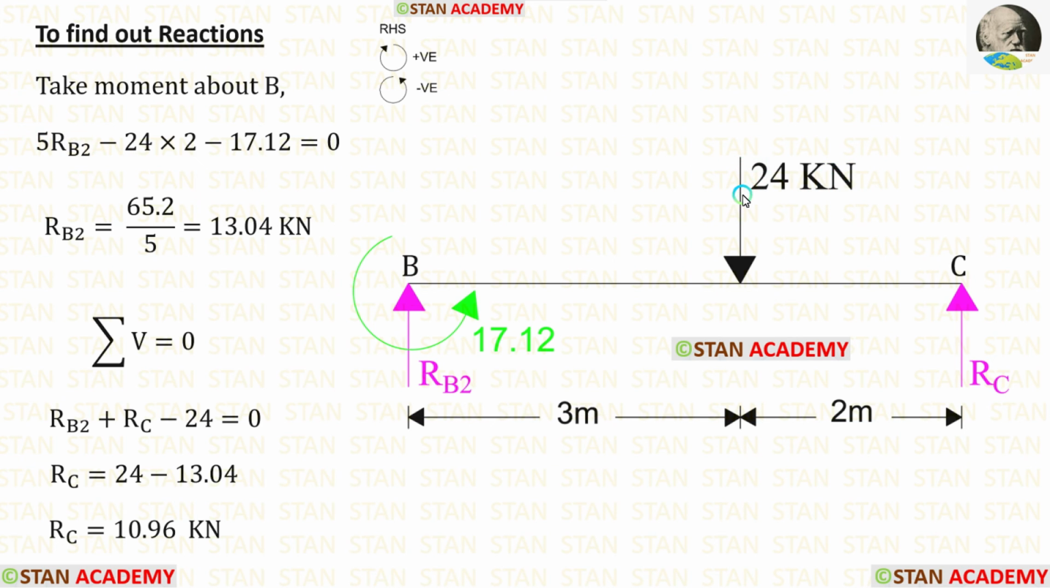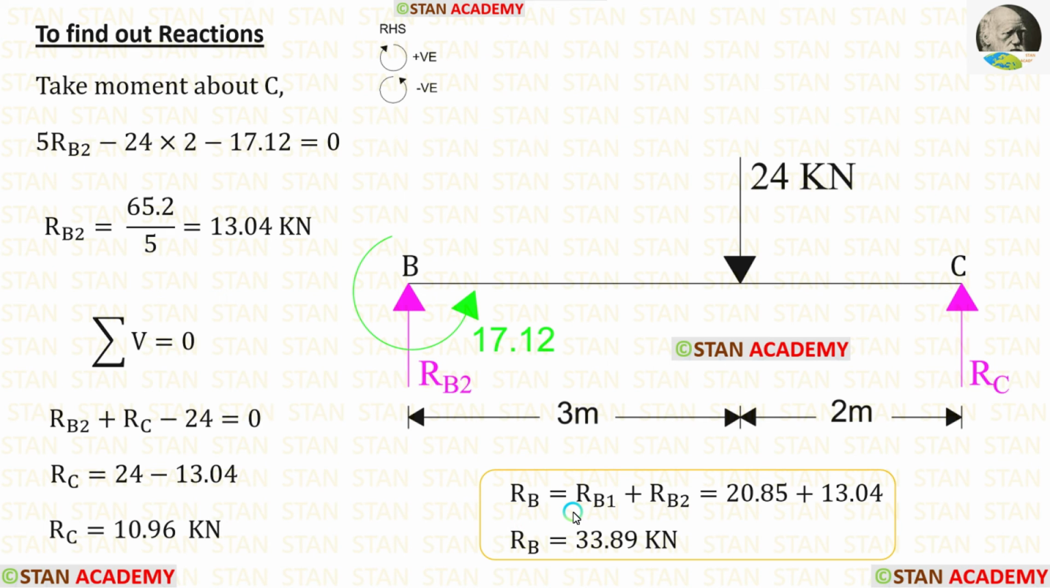The point load 24 kilonewton is acting towards the point C in the anti-clockwise direction, so it will be negative and the distance is 2 meter. Then we have a moment which is acting in the anti-clockwise direction, so it will be negative. After the calculations, we are getting RB2. By applying the rule sigma V is 0, we are getting RC.